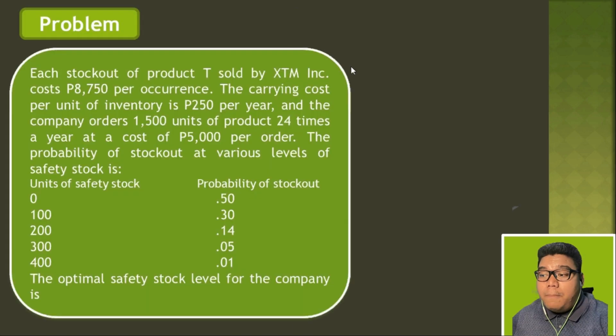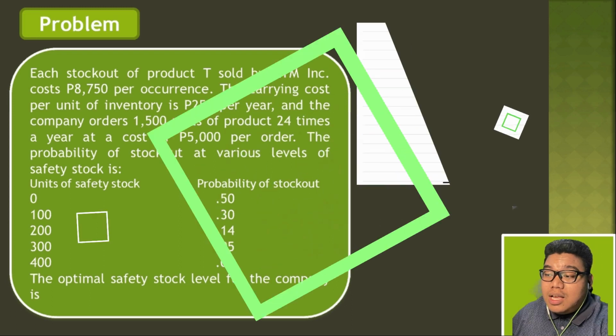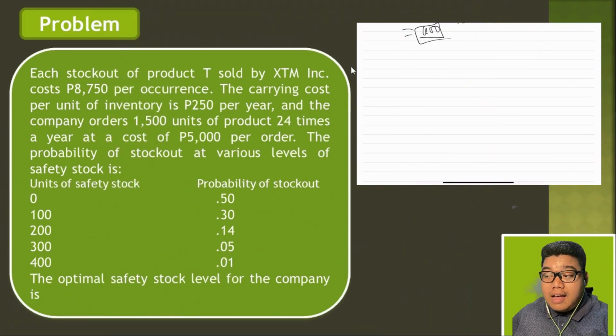So to further illustrate that, let us answer this problem. Each stockout of product T sold by XTM Incorporated costs 8,750 per occurrence. The carrying cost per unit of inventory is 250 per year, and the company orders 1,500 units of product 24 times a year at a cost of 5,000 per order. The probability of stockout at various levels of safety stock here is, we have the safety stocks here and the probability of stockout. What is the optimal safety stock level?